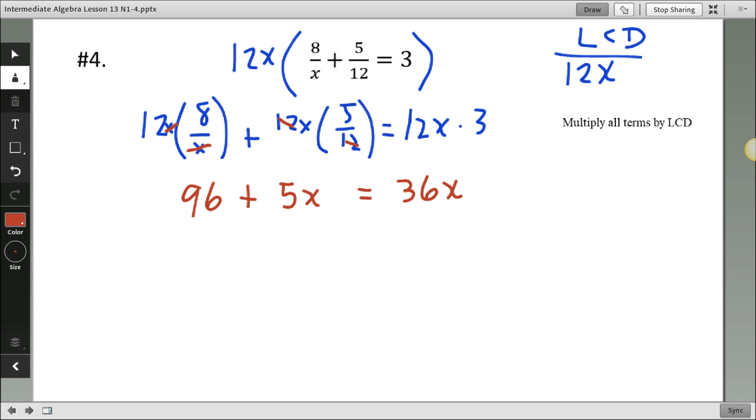And again, now this becomes a multi-step process. I'm going to go through my steps. I'm at the step where I have to move the variables to the same side by addition or subtraction. So I'm going to subtract 5x from each side. Those are going to cancel. It's going to leave me 96 equals 31x. And again, one-step problem here. So I'm going to divide by 31.